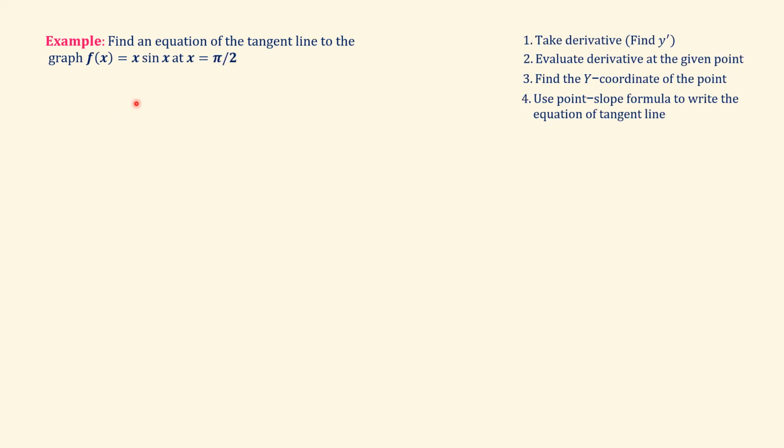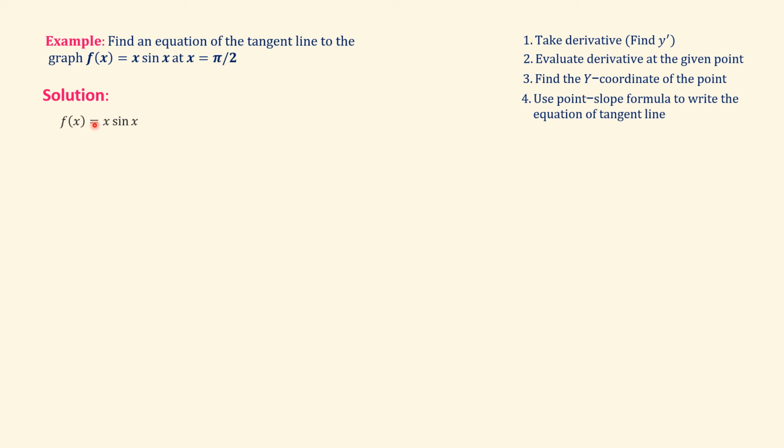Let's try another example. We are asked to find the equation of the tangent line to the graph of f of x equals x sine x at x equals pi over 2. The first step is to find the derivative of the function. Our function is x sine x, and to find the derivative of this function we have to use product rule.